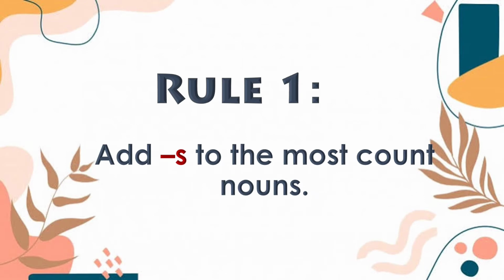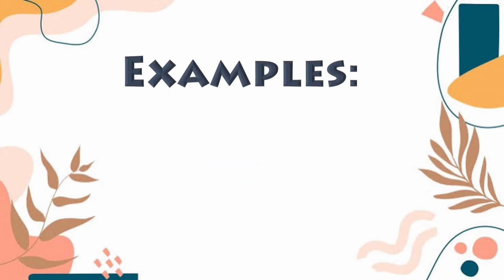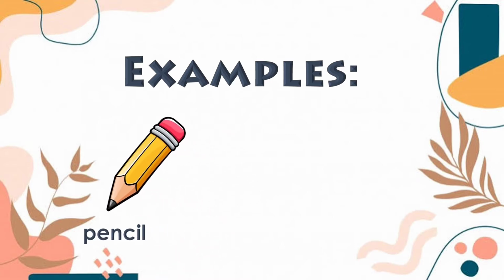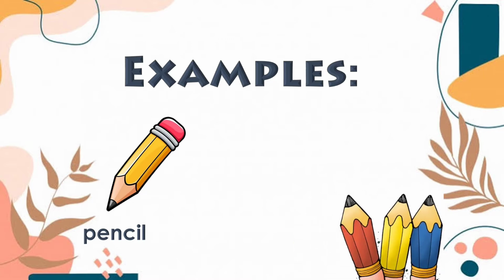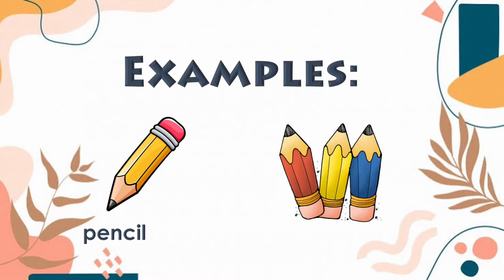Rule number 1. We should add s to most count nouns. So this is how it works. We have examples. Here, we only have one pencil, and in order to form a plural of this count noun, we will have more than one pencil. Therefore, we need to add s to its name, and it will become pencils.